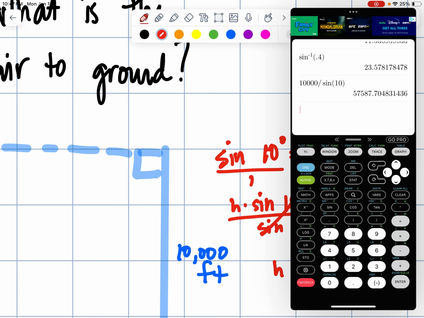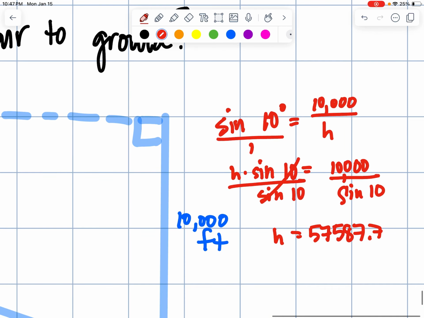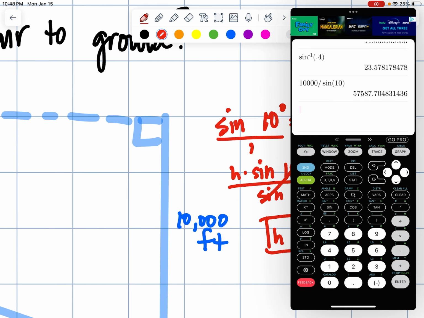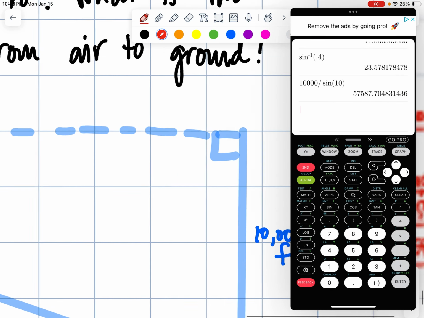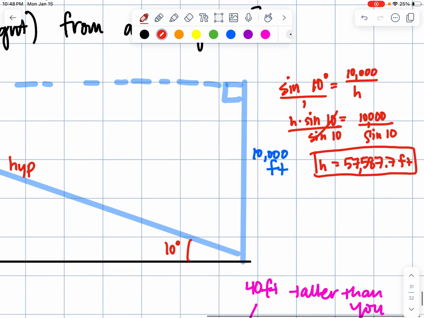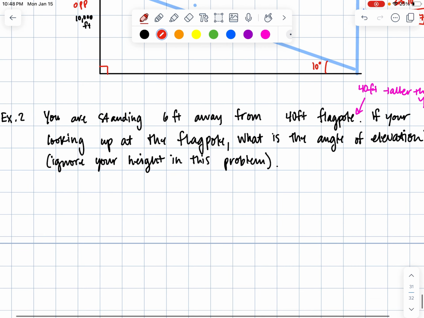57,587.7. 57,587.7 feet traveled. All right. Let's double check. 57,587.7. Good. So, assuming you're rounding to the hundredths, there you have it. An angle of depression problem where we're solving for the hypotenuse.